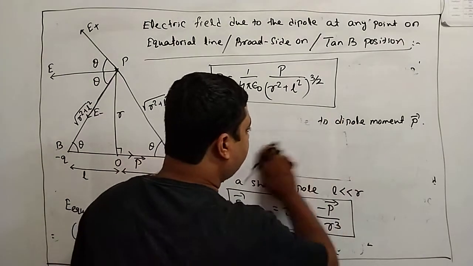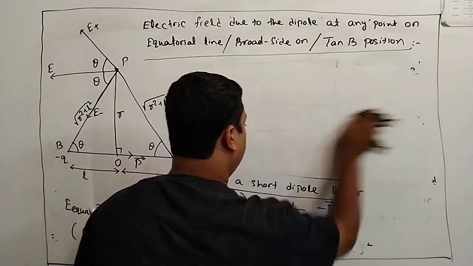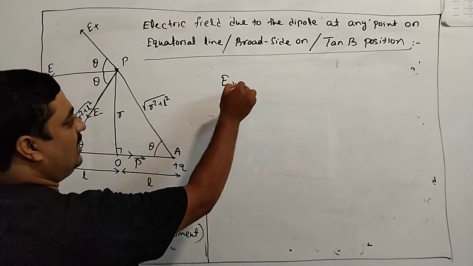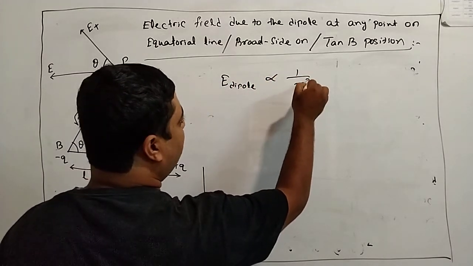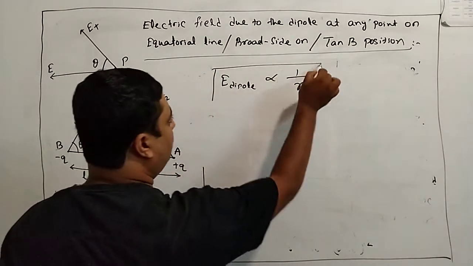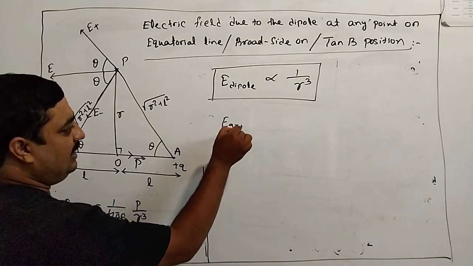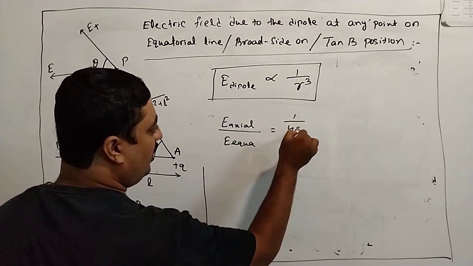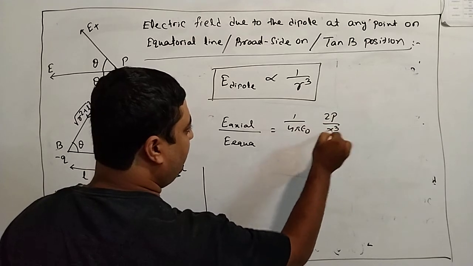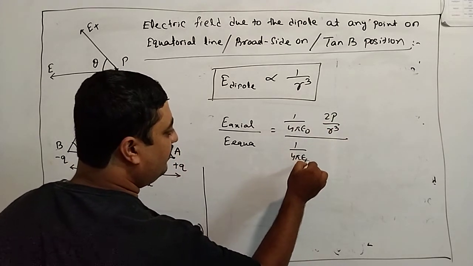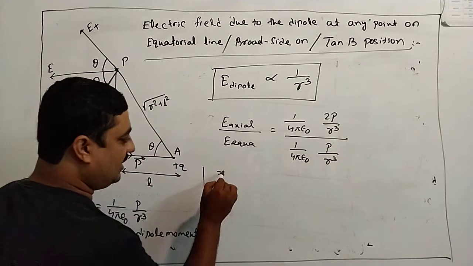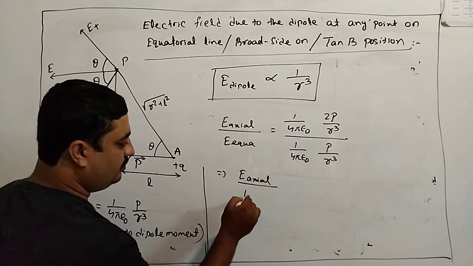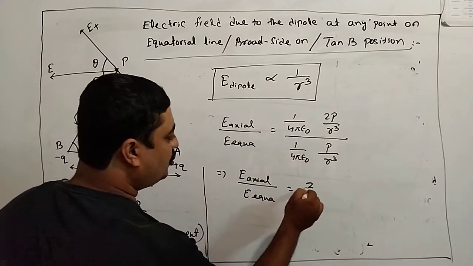So we can say electric field due to dipole is inversely proportional to R³, and E axial by E equatorial equals 1 by 4πε₀ 2P by R³ divided by 1 by 4πε₀ P by R³. So E axial by E equatorial is 2:1.